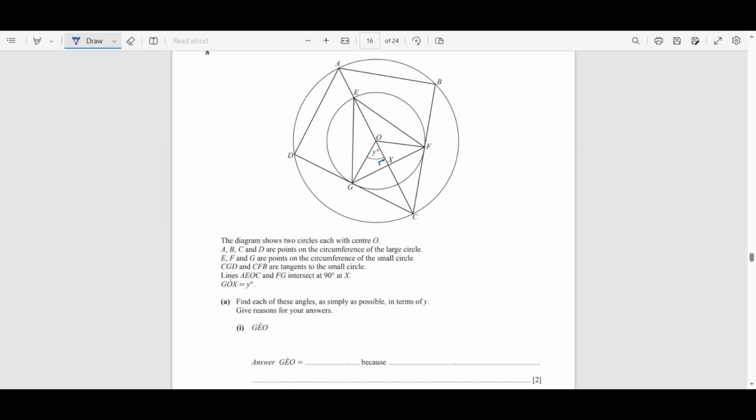Now for question 8 we've been given that there are two circles with center O. That means these two circles are concentric, and then ABCD are points on the circumference of the larger circle and EFG are points on the circumference of the smaller circle, and CGD. Okay, let me locate CGD. These are the points in a straight line, and it's also the tangent of the smaller circle, and CFB is also a tangent. This is given right here.